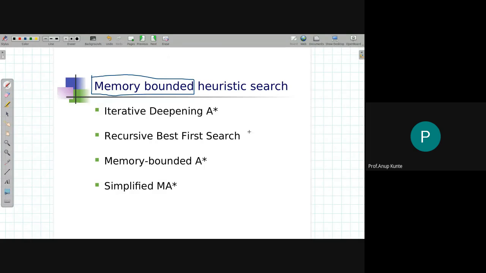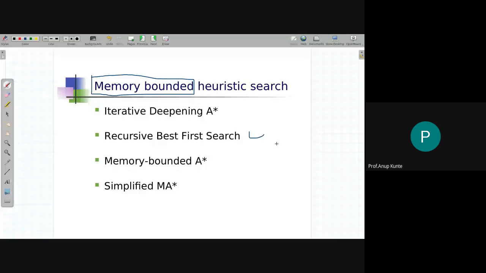This is not a variant of A star. This is recursive best first search. It is a recursive variant of the greedy search algorithm. It's a recursive implementation, so it replaces the maintenance of the queue and avoids keeping a lot of nodes in memory. Then we have memory bounded A star and simplified MA star, that is, simplified memory bounded A star. So these algorithms are variants of A star.